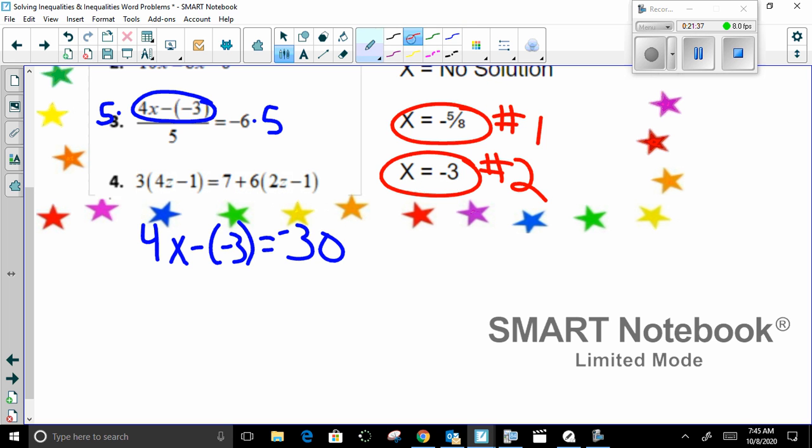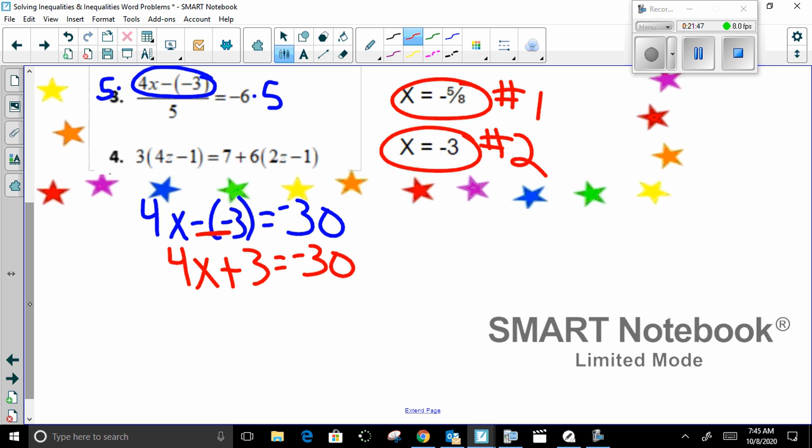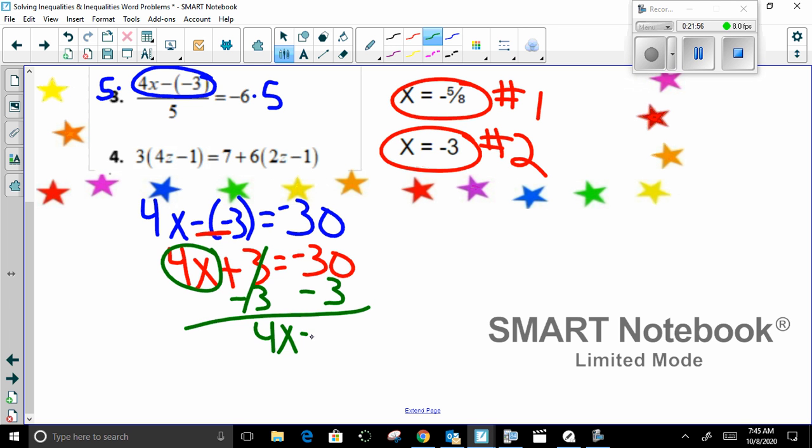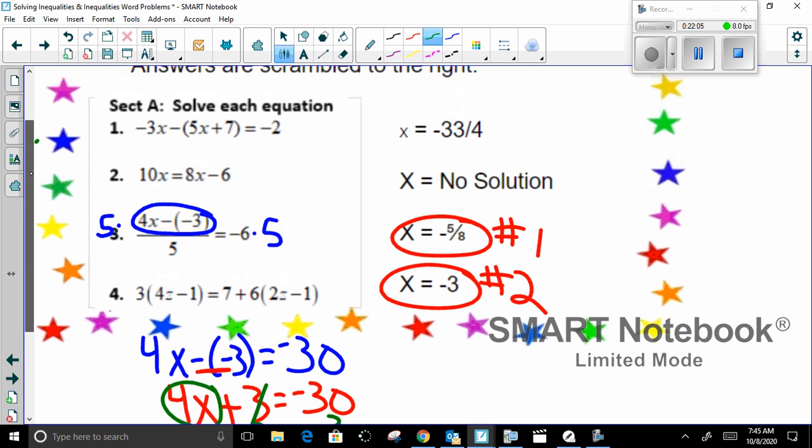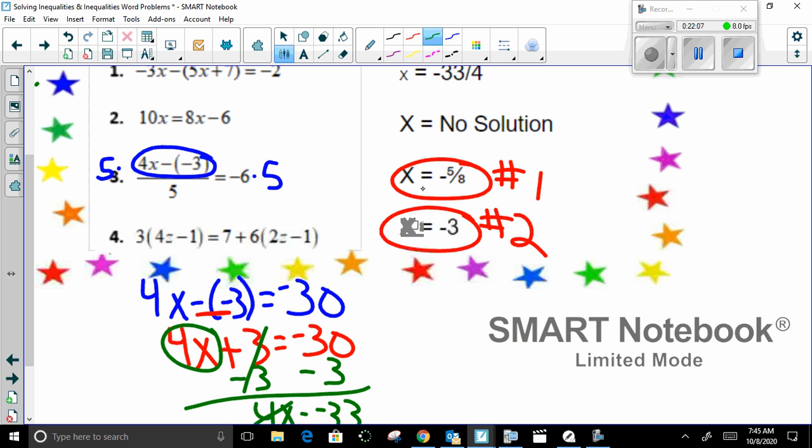Let me ask you something here. This double negative, a double negative ends up becoming a, very good, positive. So really this is just 4x plus 3 equals negative 30. Can't touch 4x till I get rid of plus 3, so minus 3. So 4x equals negative 33. Divide both sides by 4. It doesn't look like that divides evenly, but I think my answer is up top here. Very good. So this is number 3.